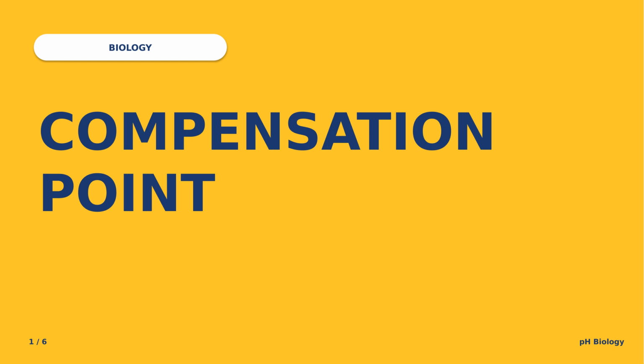Today's explainer is the compensation point, the moment when a plant's photosynthesis exactly matches its respiration and there's no net gas exchange with the air. By the end of this video, you'll know what's happening and when it occurs.